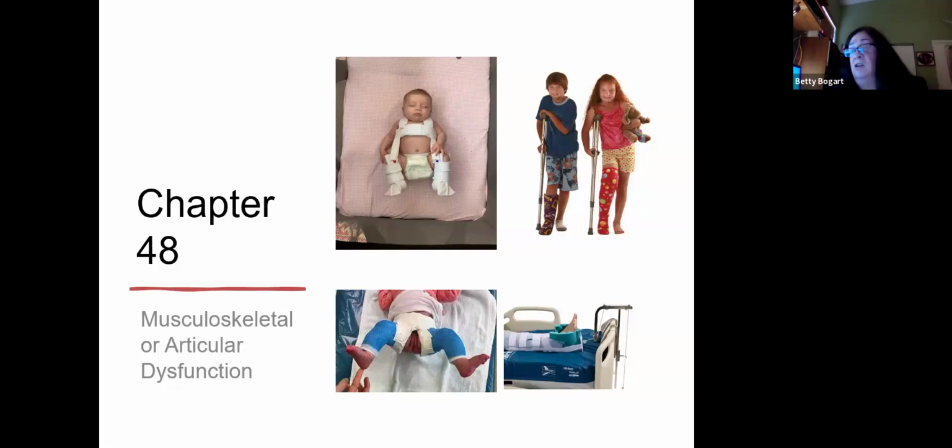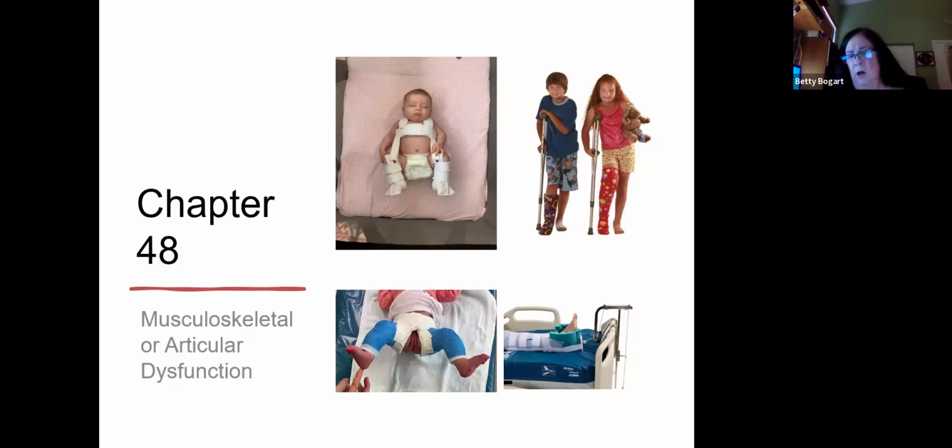Of course, we have casts. You need to learn how to take care of them. Crutches, you've learned that in foundations, how to use them. The bottom left is a spica cast. That happens a lot with myelomeningocele and has to do with the bone and the spine.